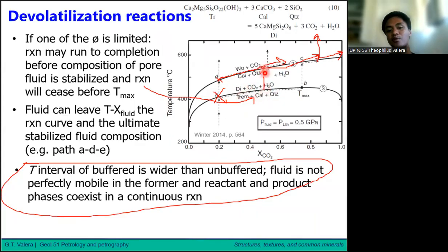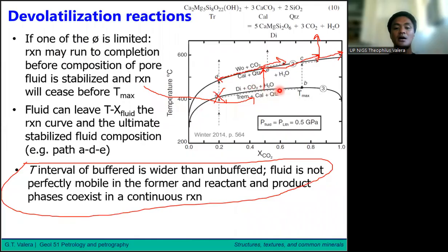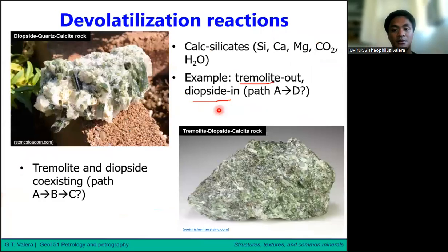Then up this way, for example, you end up with this rock, a tremolite, diopside, calcite rock. This one is a diopside, quartz, calcite rock. Tremolite could have been the limiting agent, or it could also actually be a buffered system. Unbuffered system, open system. Yeah, scenario. Okay.